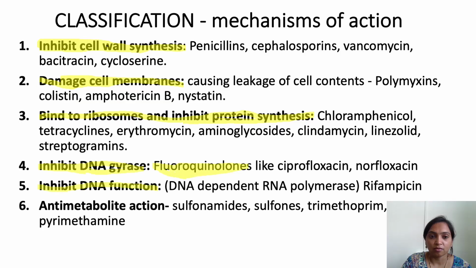Those drugs which inhibit DNA function, that is, DNA dependent RNA polymerase, are inhibited by rifampicin, which is an anti-TB drug. And the antimetabolites inhibit various steps: sulfonamides, sulfones, trimethoprim and pyrimethamine. So this is mainly how they are classified.